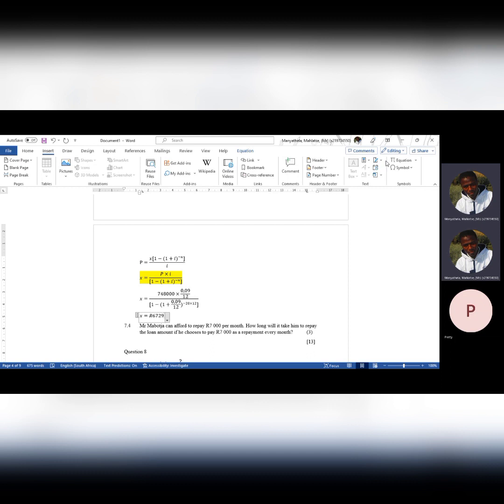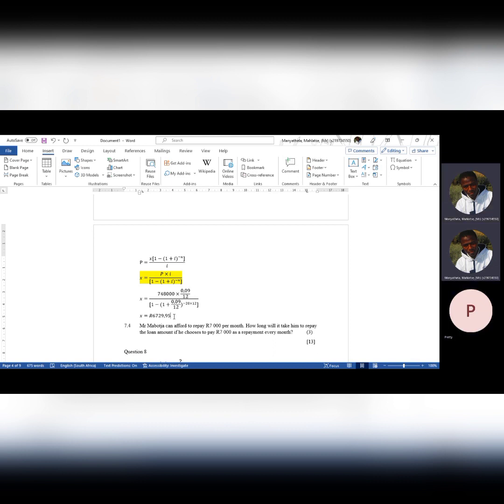So the value of x is 6,729 rand 95 cents. You can just leave it like that. So his monthly installment will be 6,729 rand 95 cents. So we are done with this question. We're going to the last question.